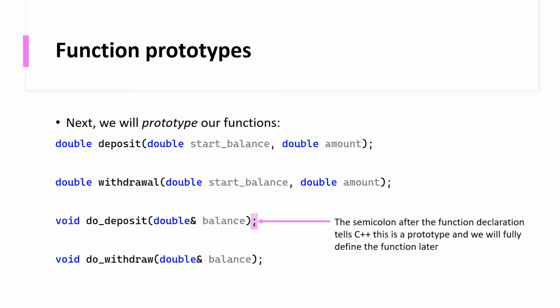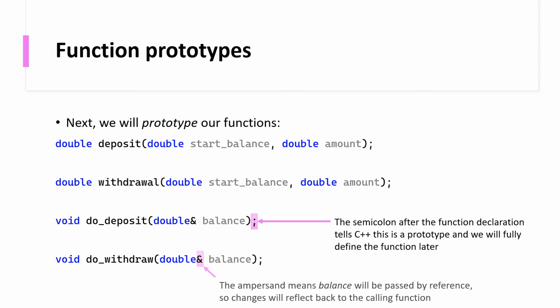Notice that in this case, I ended each of the functions with a semicolon. That tells C++ that this is a function prototype and that we will fully define the function later in our code, in this case, after we write the main function. The ampersand means that balance is going to be passed by reference. That means any changes we make to balance in the do withdraw function are going to reflect back to the calling function, which in this case would be main.